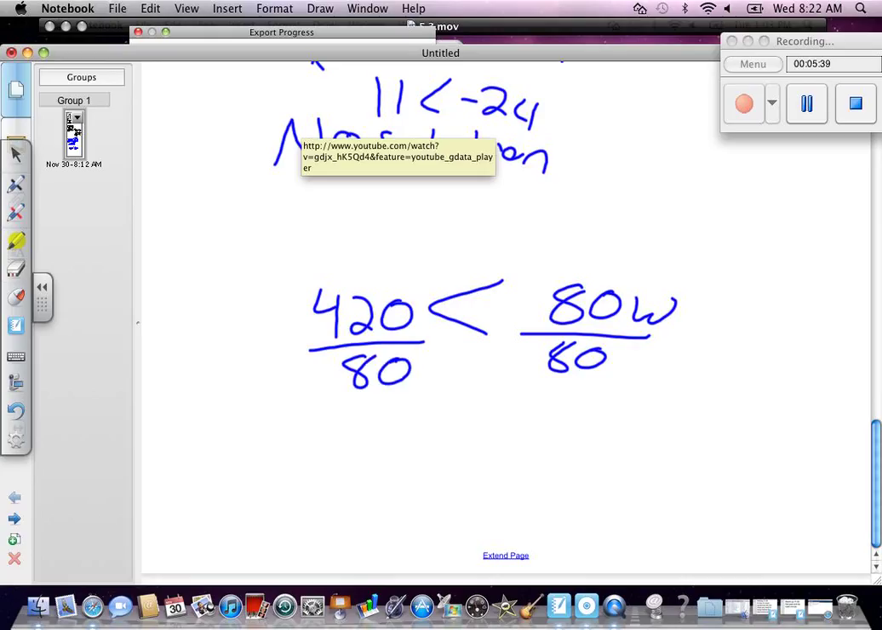Somebody got a calculator? How many times does 80 go into 420? Oh, 420 divided by 80. There's like 5 people in here that have calculators. 420 divided by 80 gives us 5.25. So the number of wall hangings she sells has to be more than 5.25. Okay. All right, so let's try some of these on our own.